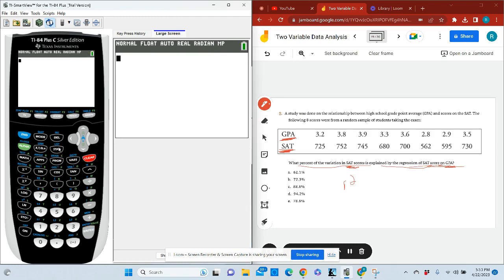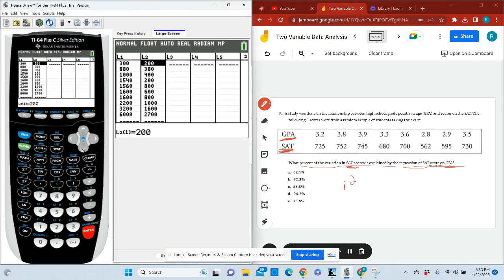As long as our stat diagnostics are on, we can go to stat, edit, and we can clear these lists out, right? Don't delete them. If you delete the column heading, the list will disappear, and I will not be able to get it back for you on the day of the AP exam. All right, so I'm going to take this first row and put it in L1, so that's 3.2, 3.8, 3.9. These are all GPAs. 3.3, 3.6, 2.8, 2.9, and 3.5.